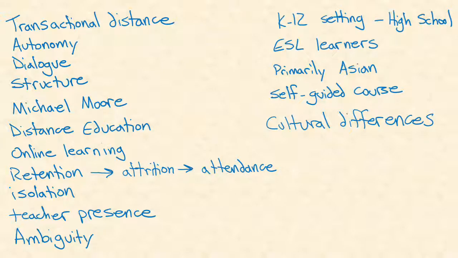Then I went even deeper and looked at the context and the problem. Let's say I was dealing in high school with ESL learners, primarily Asian, in a self-guided course. What cultural differences are there? Are these things that might be of interest as I look at transactional distance and search for relevant research? These key words may help me find what I want to find as I search these databases.